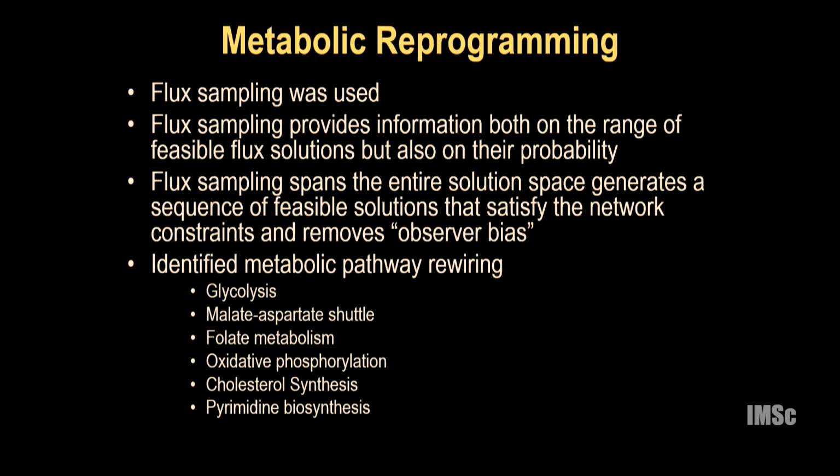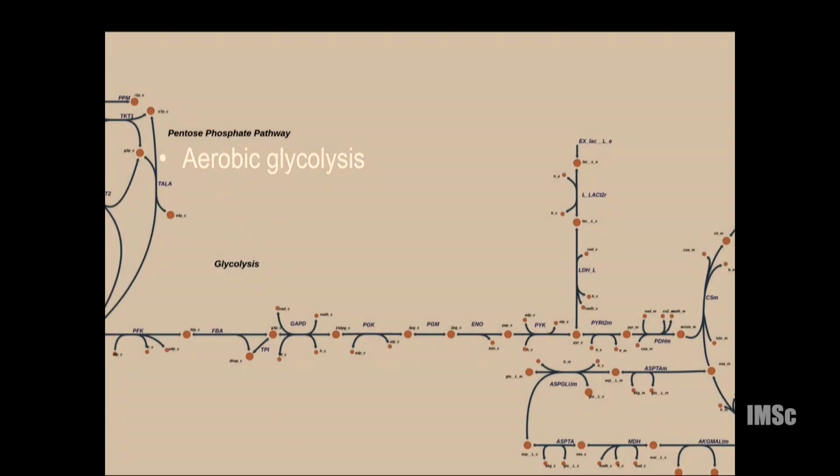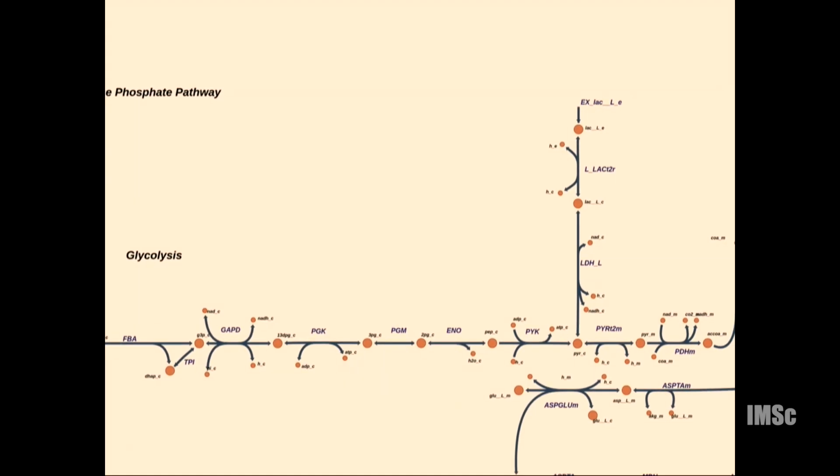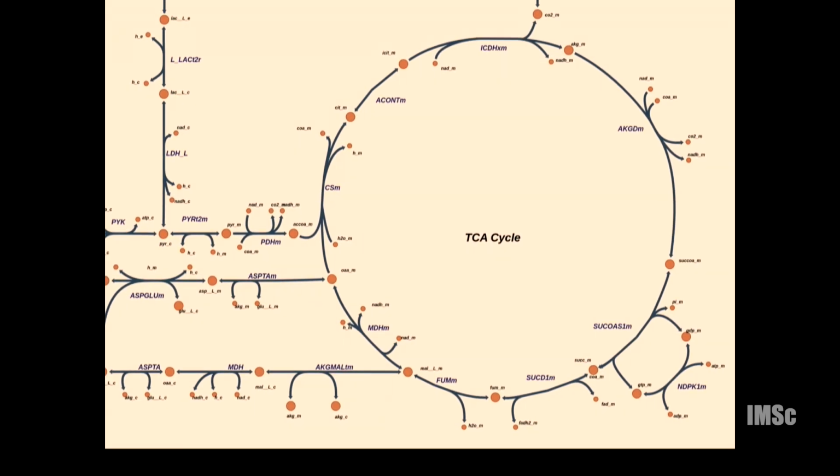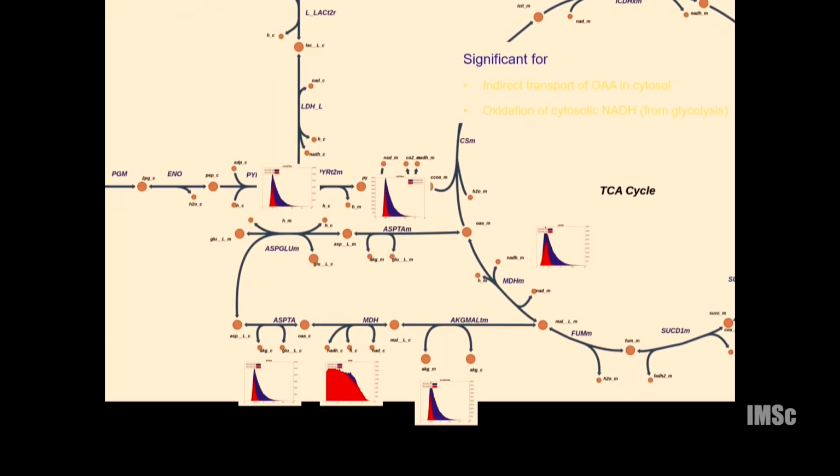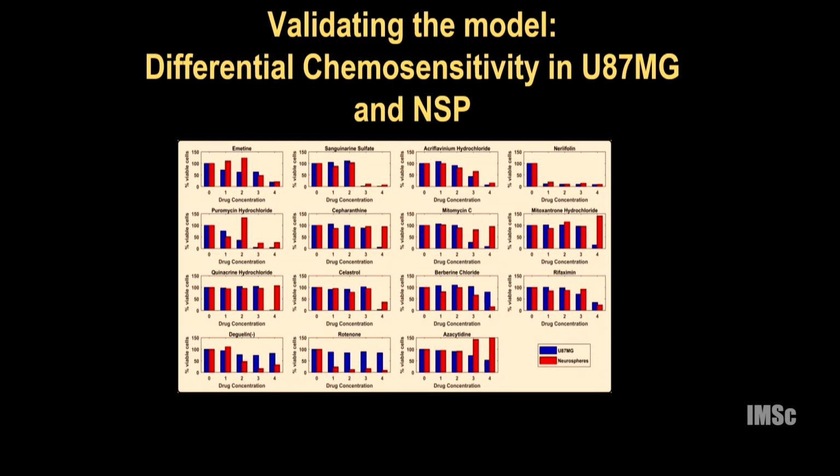They look like a lot, but if you track back to that slide where I showed human metabolism reconstruction, there are 98 pathways. So 5 out of 98 is not really a lot. And we saw that there was a difference in glycolysis, in the TCA cycle, the malate aspartate shunt, and the folate pathway, and so on and so forth.